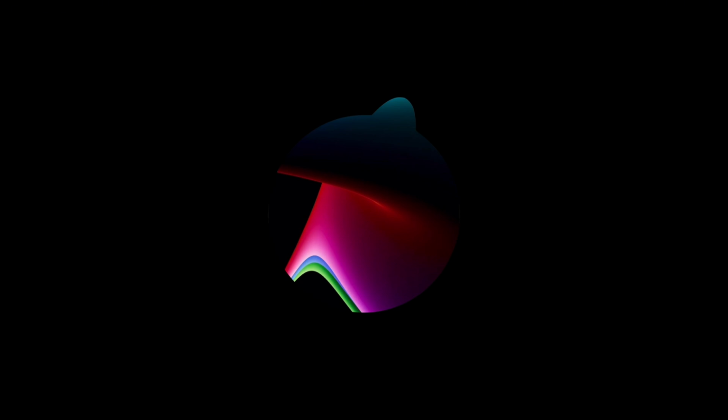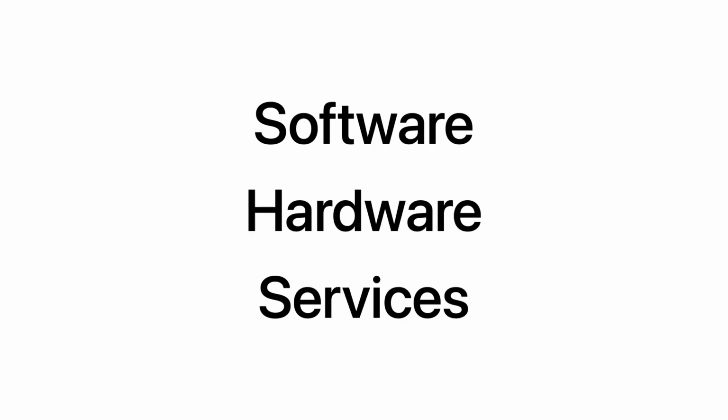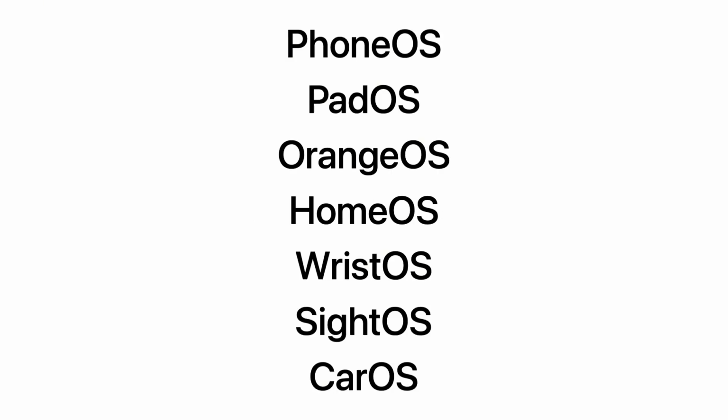We're thrilled you've joined us today as we introduce what's next for our powerful software platforms, introduce new hardware, and bring updates to our services. With that said, let's get started with software. Software is the driving force behind all of our products, from Orange Phone and OrangePad to CarPod and Home. Each system is designed for the powerful and unique capabilities of your device. Today, we've got a suite of new features for our platforms, so let's get things started with PhoneOS.